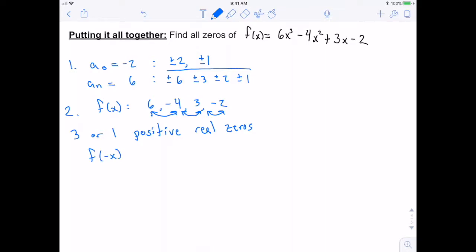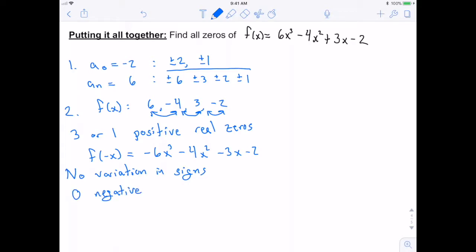F of -x, if we remember our shorthand, the odd ones change signs and the even ones stay the same. That's pretty easy to calculate. 6x cubed becomes -6x cubed. Our x squared term doesn't change, so that's minus 4x squared, minus 3x minus 2. And we can quickly look and see that we have no variation in signs. So we have 0 negative real zeros. So we just need to look at 2 and 1 on top, and 6, 3, 2, and 1 on bottom.